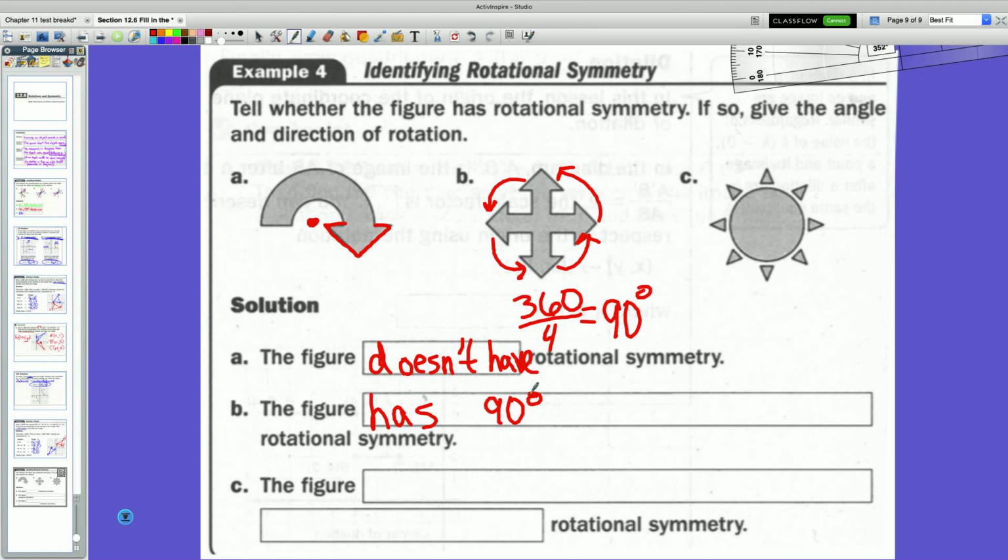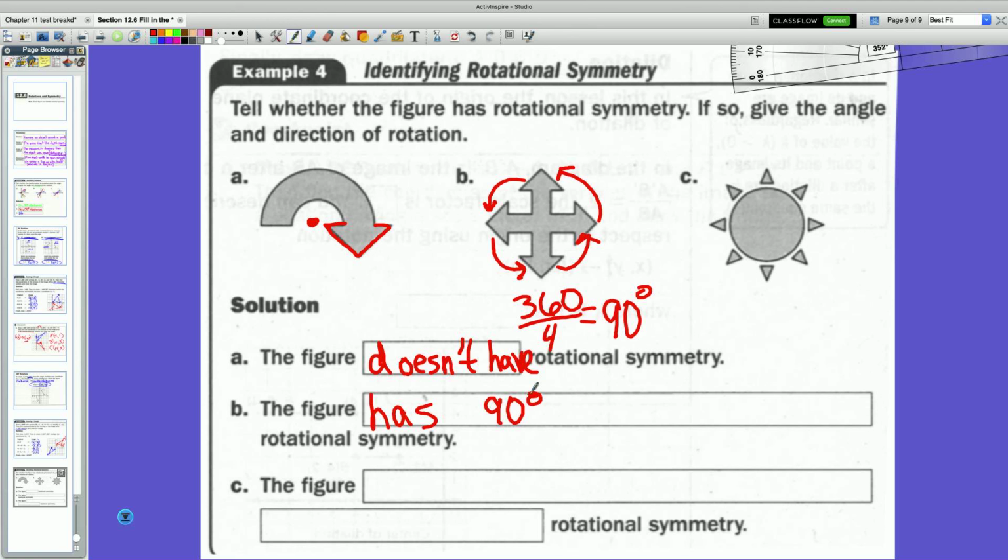I'm not really sure why it leaves you such a big blank, but that's all I expect you to write. The figure has 90-degree rotational symmetry, right? And you could think of it spinning the other way too. In geometry class, generally we talk about counterclockwise rotations, and so that's why I'm drawing my arrows the way I am. All right, let's look at C.